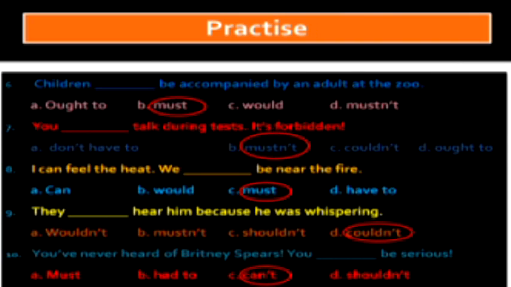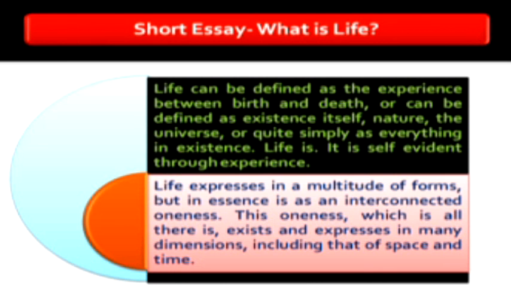Now another sentence, the children must be accompanied by an adult at the zoo. Must. The second is mustn't. The third is must again. Ninth is couldn't. And last is can't. So these are the few examples.